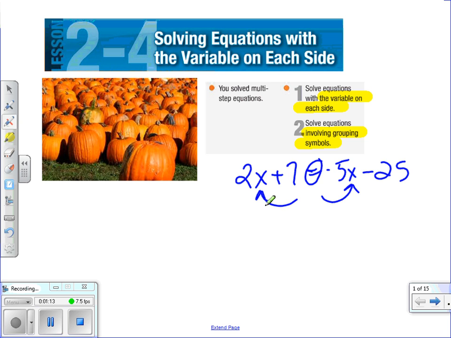So what are grouping symbols? Grouping symbols are parentheses or brackets. Okay.